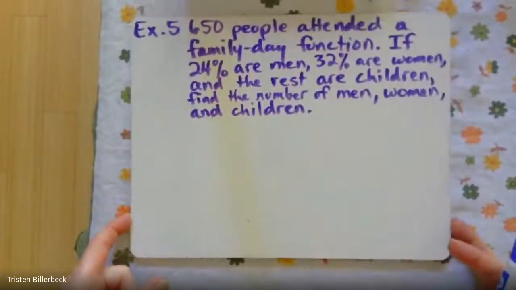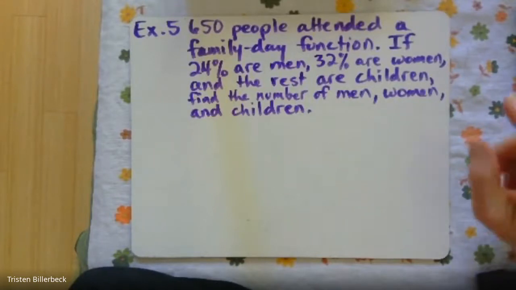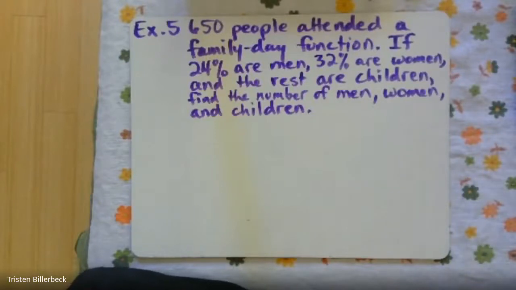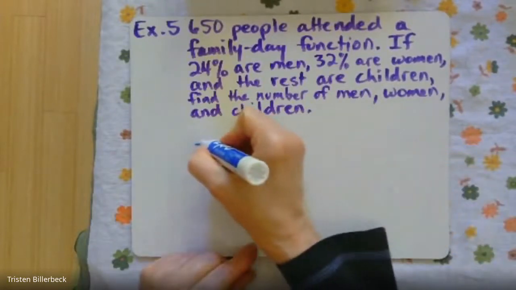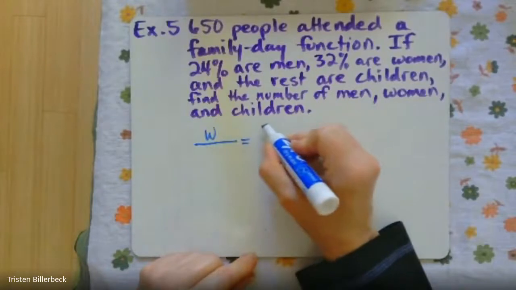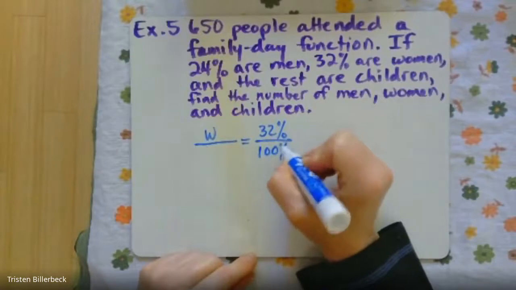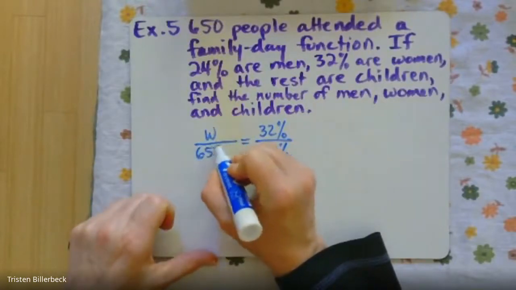All right, we have 650 people attended a family day function. If 24% are men and 32% are women, and the rest are children, find the number of men, women, and children. All right, so if we set this up, so we have women are 32% out of 100%. And we know the 100% is 650.